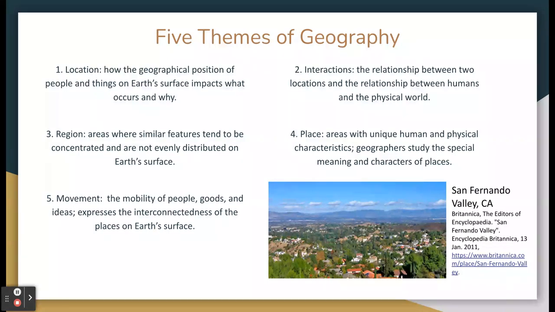Geographers study the special meaning and characters of places. Movement is the mobility of people, goods, ideas, and services. Movement is often used to express the interconnectedness of the places on Earth's surface. For instance, observe this image of San Fernando Valley, California, a suburban area. Think about how the houses may have impacted the physical environment and how the physical landscape might have imposed challenges on further urbanization.